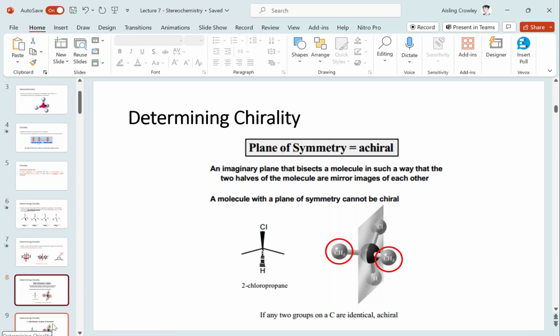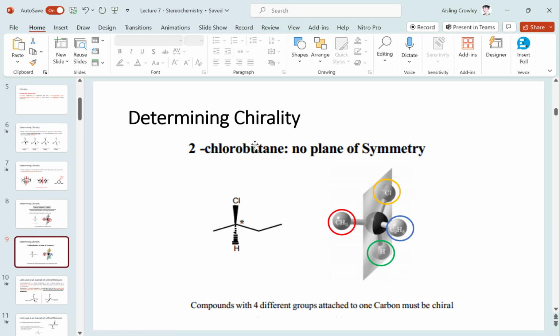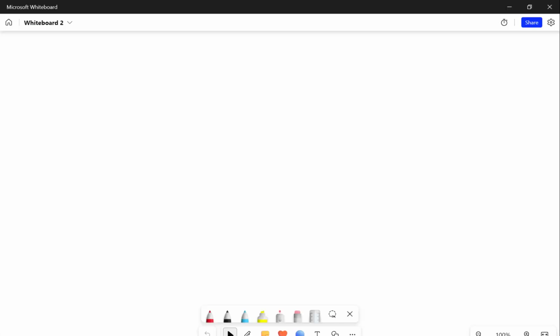So maybe let's have a look at a molecule that is actually chiral. Let us see what we're working with. So we have 2-chlorobutane, and we have no plane of symmetry when we draw 2-chlorobutane. So maybe let's draw it out ourselves so we know what we're looking at, because we're new to this, aren't we? So we're not fully sure just yet.